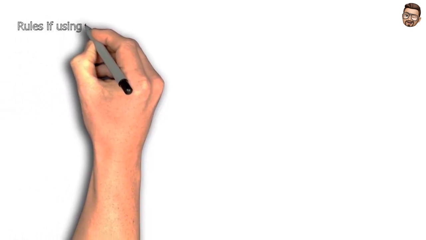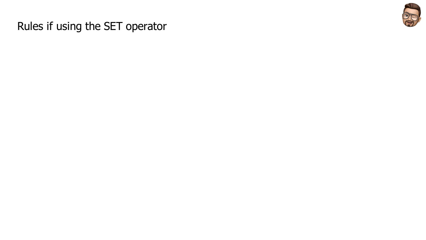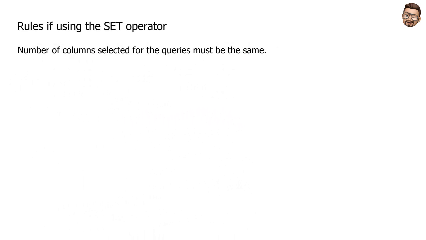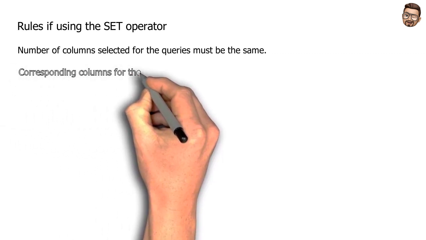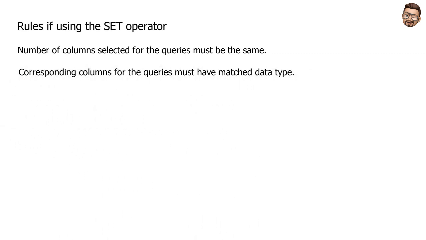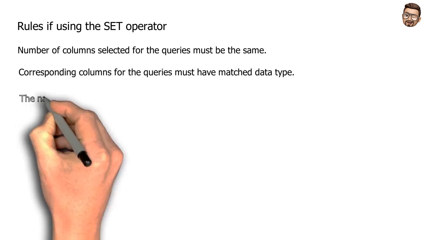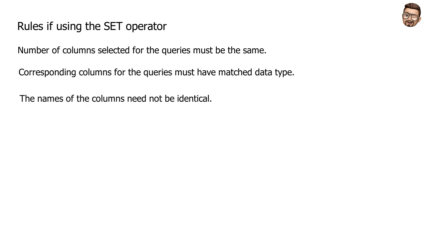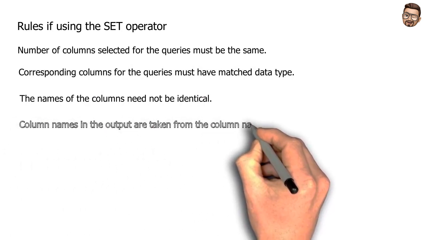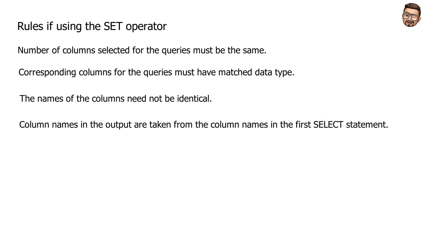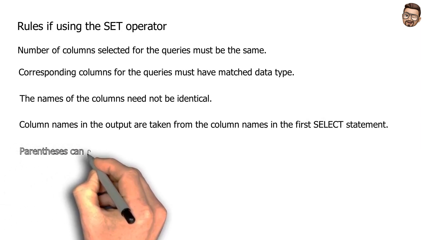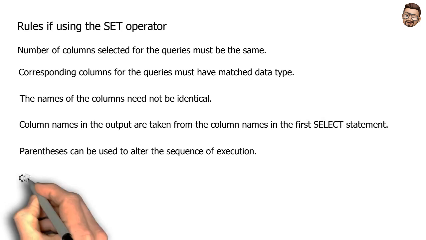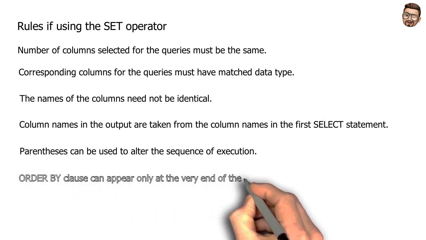These are the rules or guidelines if you want to use set operators. The first one, the number of columns selected for the queries must be the same. Corresponding columns for the queries must have the same data type. Next, the names of the columns need not be identical. Column names in the output are taken from the column names in the first select statement. Parentheses can be used to alter the sequence of execution. And the last one, the order by clause can appear only at the very end of the statement.